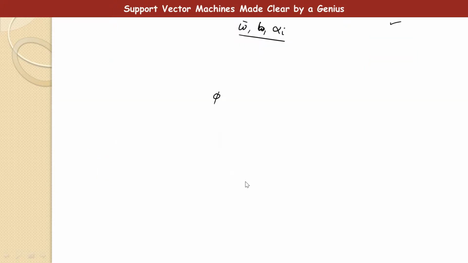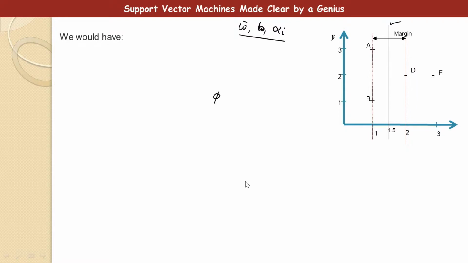So if you got it correctly, alpha A is 1, alpha B is 1, alpha D is minus 2. So this is what you have. If you are in doubt, you can put these values back into those equations we already have, and you see that it makes sense. Alpha E is 0, as you know, because it doesn't have anything to do with the decision boundary.